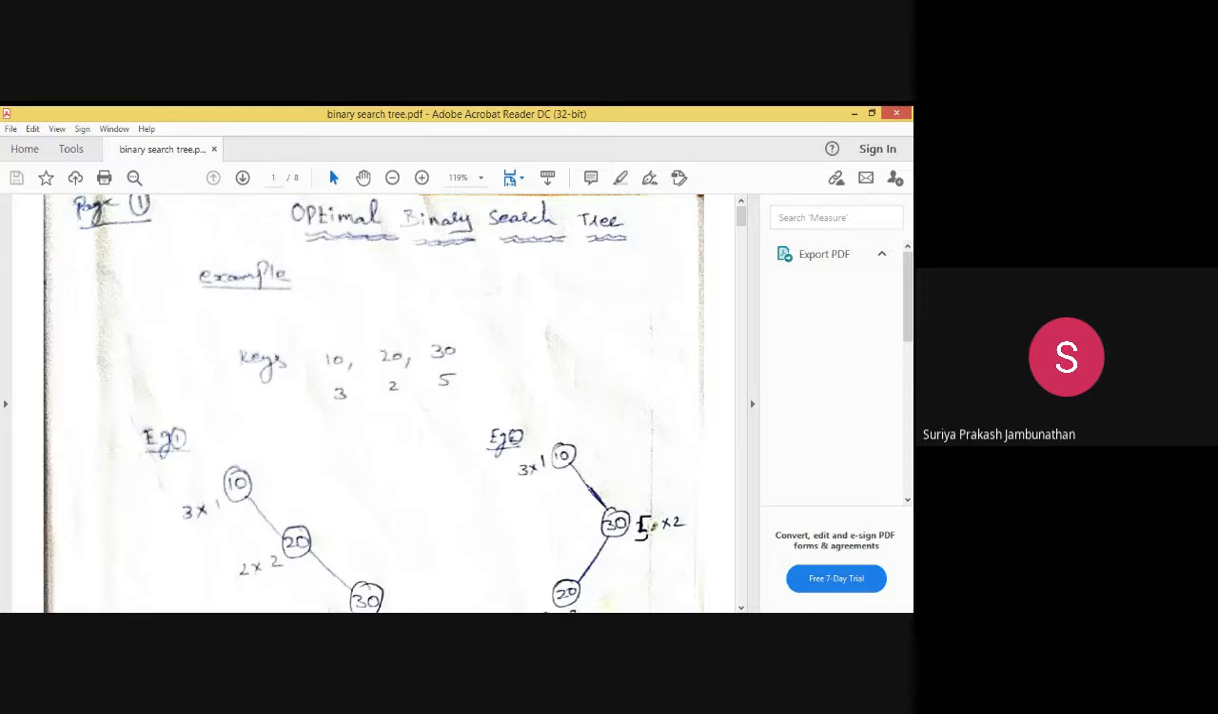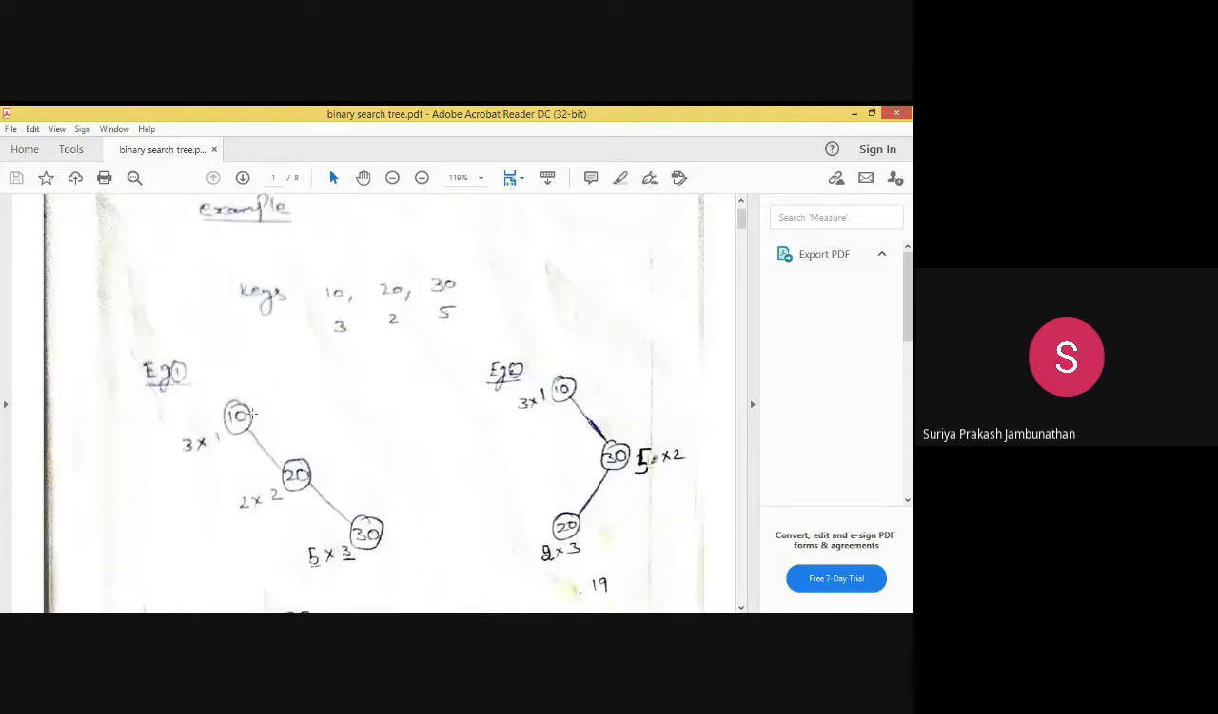So there is a small example. With a small example, you will first understand, and then only can we understand the optimal binary search tree problem. Here we are having three keys, 10, 20, 30, and the frequencies for the keys are 3, 2, and 5. So these are the frequencies and these are the keys we are having. Let's see the first example.